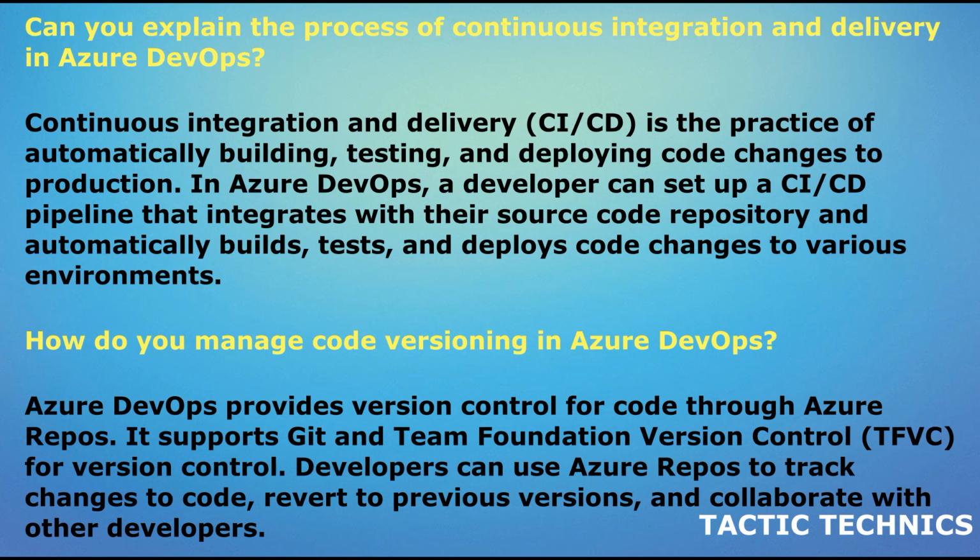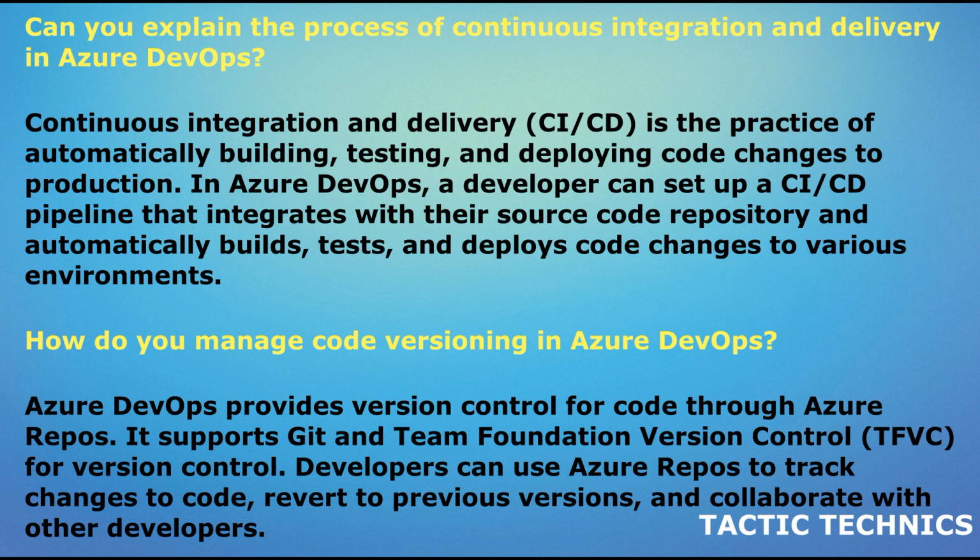Can you explain the process of continuous integration and delivery in Azure DevOps? Continuous integration and delivery, CI/CD, is the practice of automatically building, testing, and deploying code changes to production. In Azure DevOps, a developer can set up a CI/CD pipeline that integrates with their source code repository and automatically builds, tests, and deploys code changes to various environments.